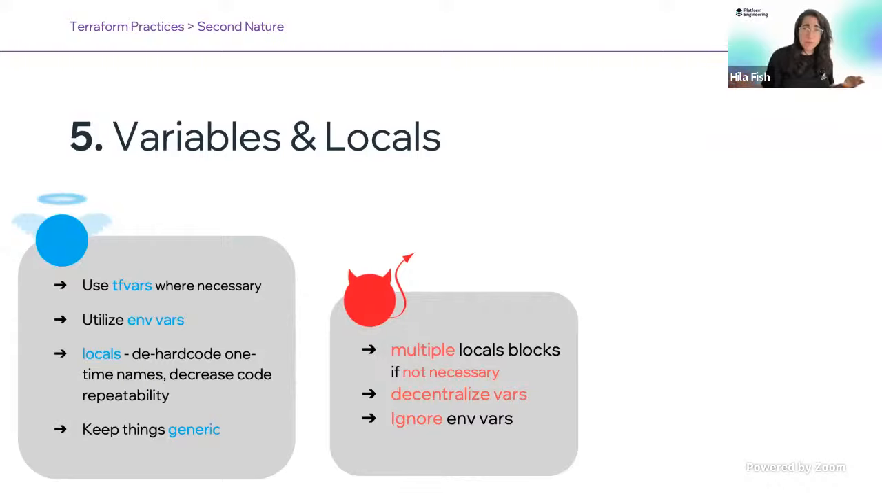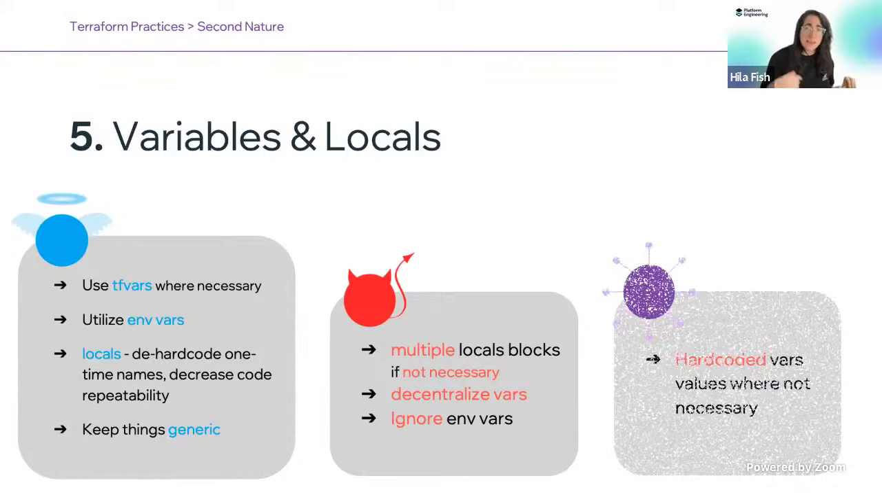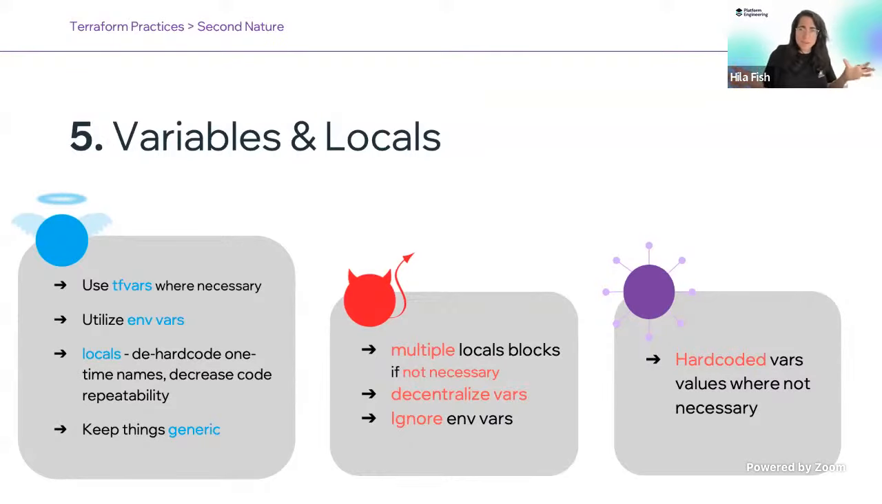Decentralized variables. I will cover file structure in a bit, but basically keep all your variables in one file. That way it will be easier to maintain. And ignoring environment variables is also not good, because that way you need to create more variables to compensate for that. And the ugly thing is to hard code variable values where not necessary, because this is exactly it, right? Variables, they need to vary. So if you don't need to hard code, really don't do it if you don't really have to.